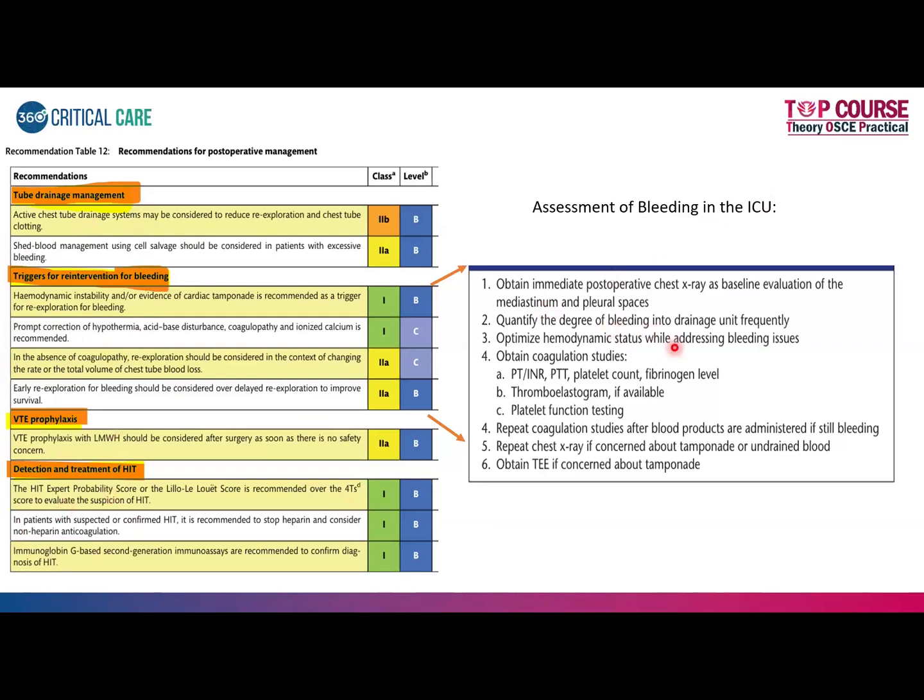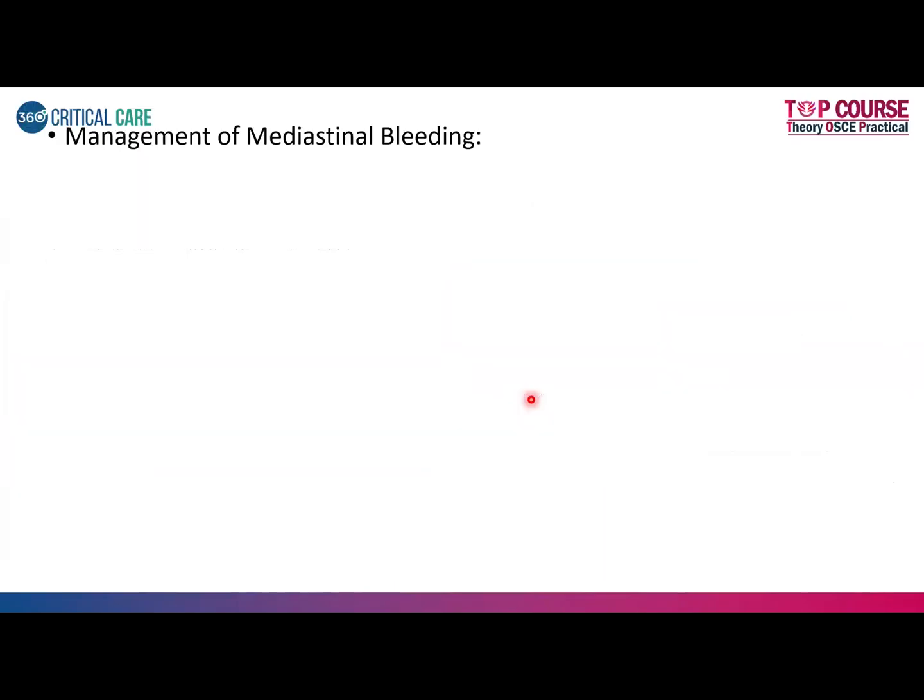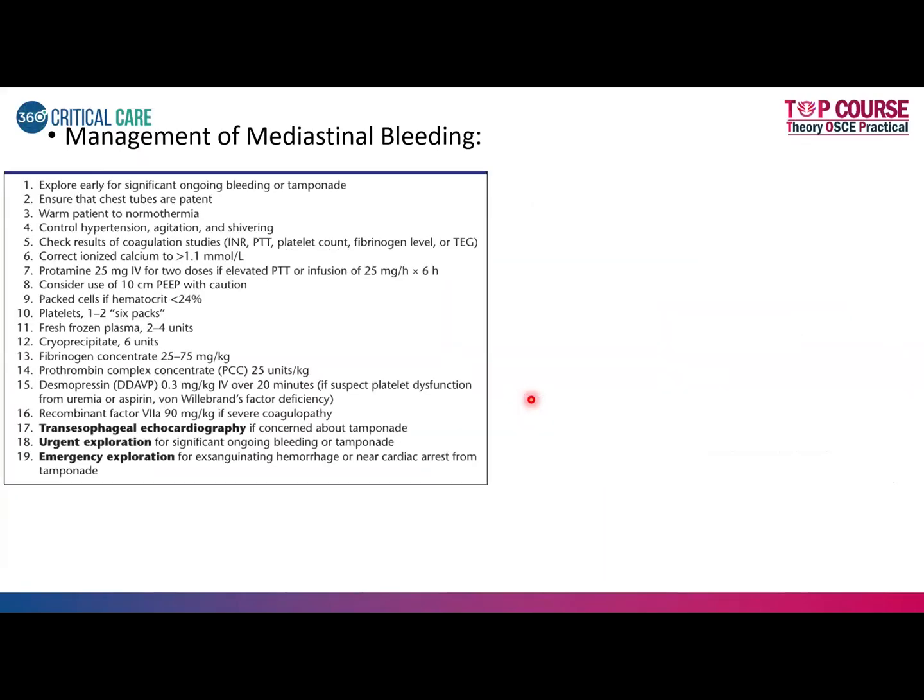So if the patient has a high risk for bleeding, or you are thinking regarding bleeding, immediately get an X-ray done. Quantify the degree of the bleeding, hemodynamic status, coagulation studies, repeat the studies if need be, and obtain a TEE if you're concerned about a tamponade. So management: if there is a bleeding or a tamponade, manage accordingly.